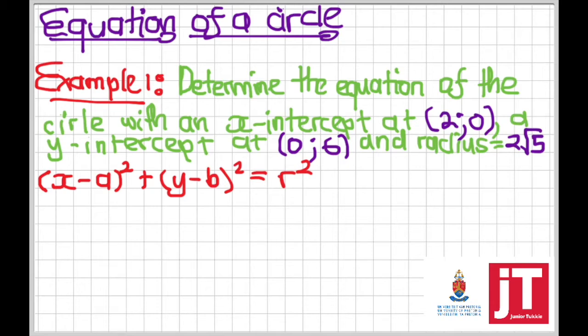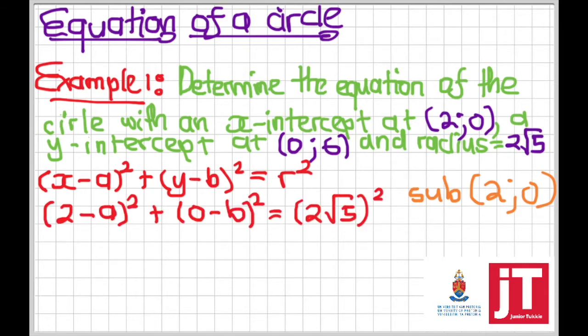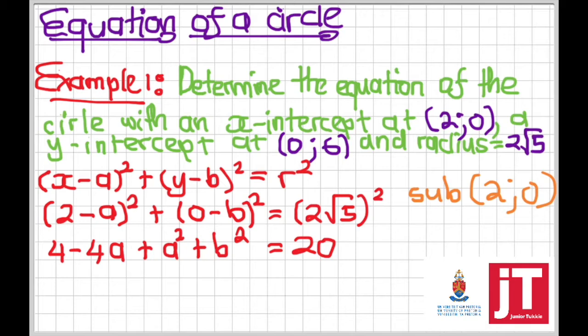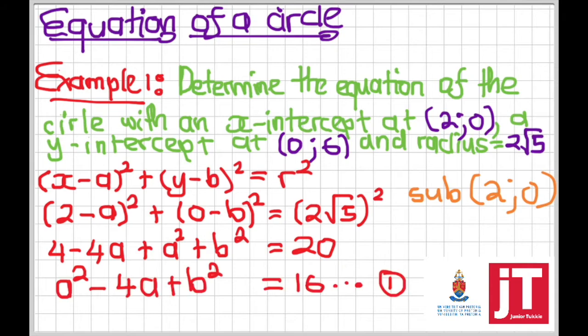I've chosen to substitute the point (2;0) first to form my first equation. So if I substitute the point (2;0) into that general formula, we're going to get (2 − a)² + (0 − b)² = (2√5)². Removing brackets, we get 4 − 4a + a² + b² = 20. We finally get a² − 4a + b² = 16 as our first equation.